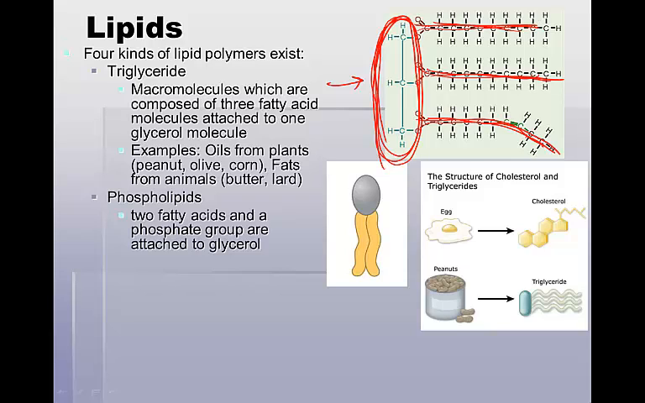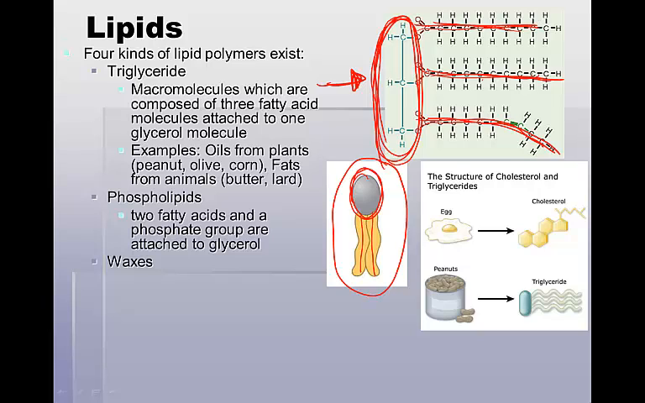A second type of lipid polymer is a phospholipid, and a phospholipid could have been better named as a diglyceride because it looks exactly like this triglyceride, but it only has two tails on it rather than three. So this picture right here is a phospholipid. It has the glycerol backbone and has two tails coming off of it.